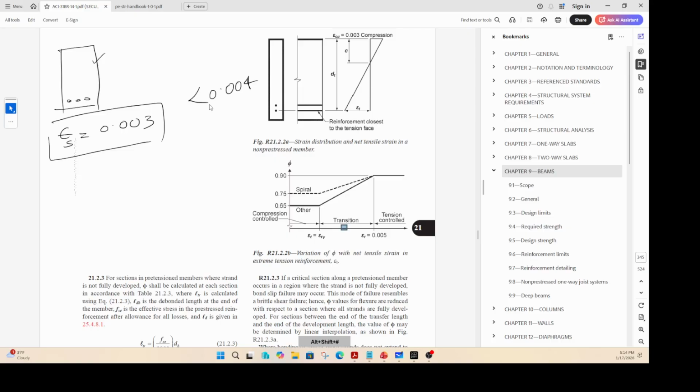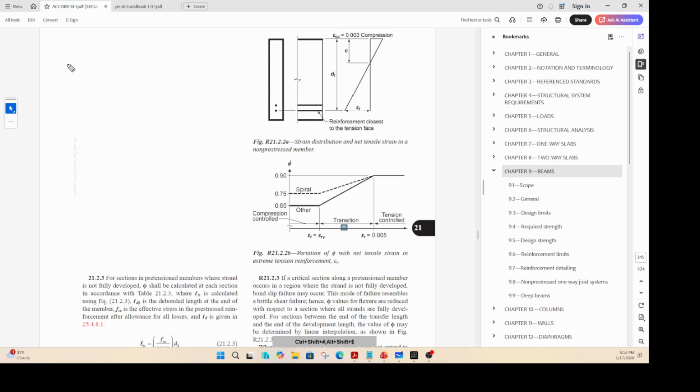Okay, so firstly, if the strain in steel is less than 0.004, then it is not even legal. So this is an illegal beam. This is not allowed by the code. If your strain in steel is less than 0.004, code only encourages beams wherein the strain in steel is greater than or equal to 0.004. So if you designed a beam and you found out that it is less than 0.004, then you are not allowed to use that beam in practice.